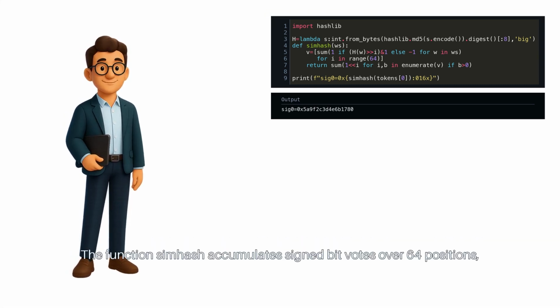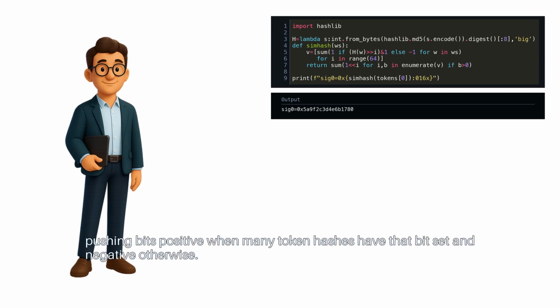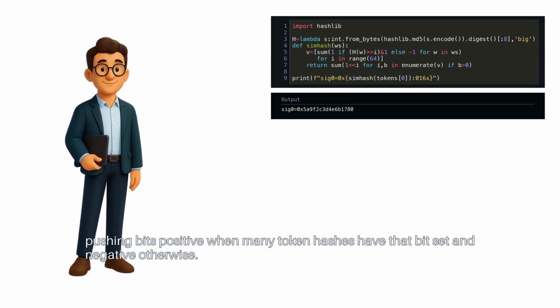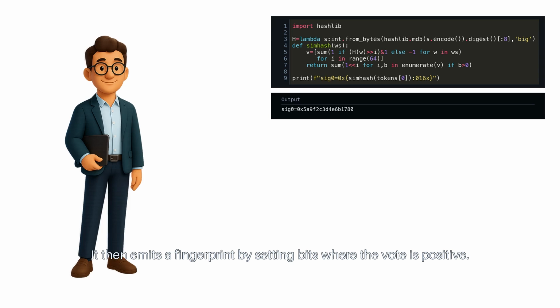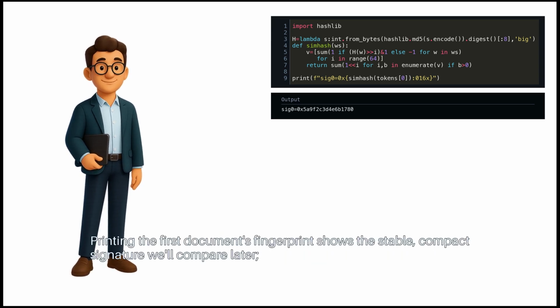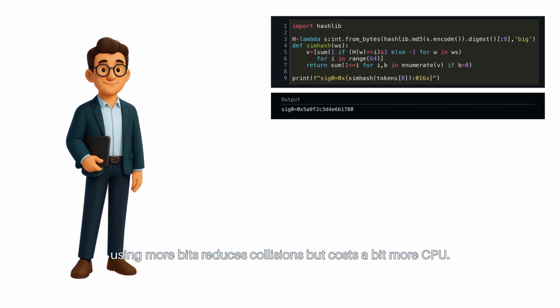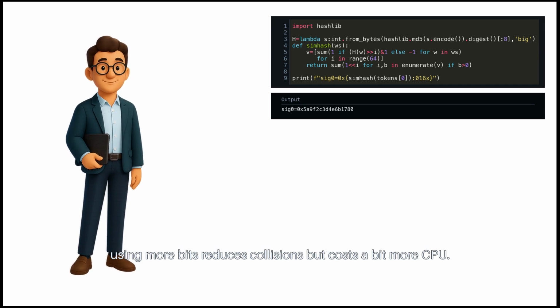The function simhash accumulates signed bit votes over 64 positions, pushing bits positive when many token hashes have that bit set and negative otherwise. It then emits a fingerprint by setting bits where the vote is positive. Printing the first document's fingerprint shows the stable, compact signature we'll compare later. Using more bits reduces collisions, but costs a bit more CPU.